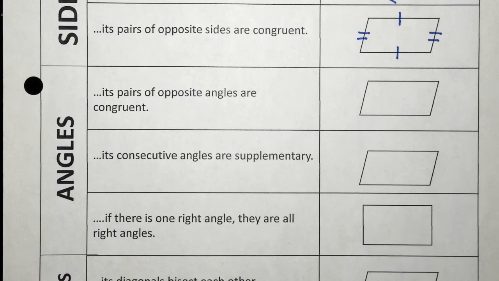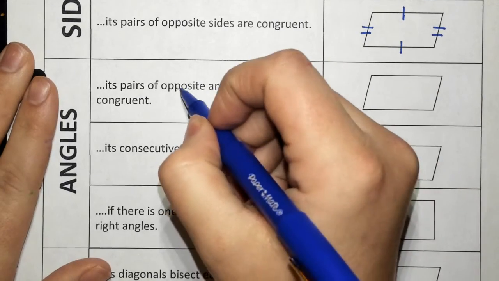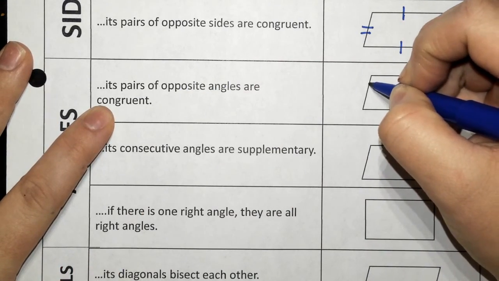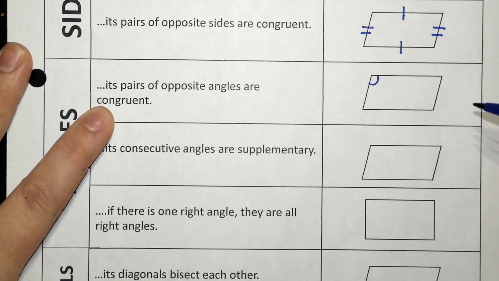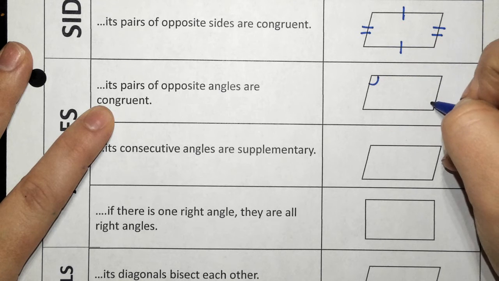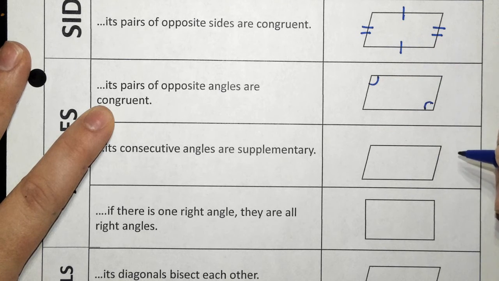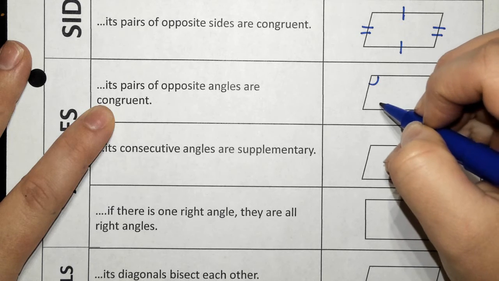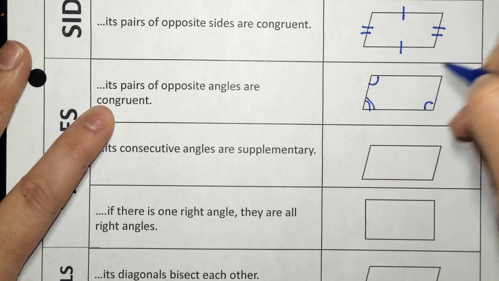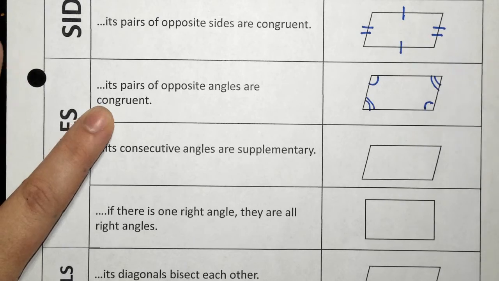Now let's move to angles. Its pairs of opposite angles are congruent. So remember, I'm going to draw rainbows to symbol angles. So this rainbow, if it's opposite, then it's congruent to this one. And then these two, do they still have one or do they have two? They have two. Right, because they're two different angles. Good job, Kyla.